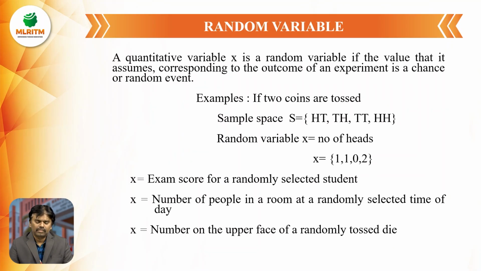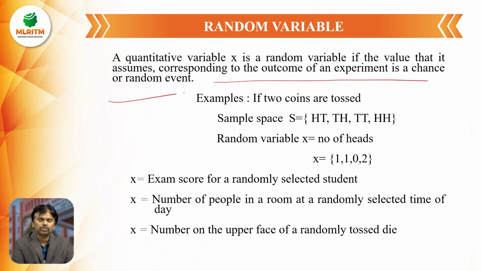A random variable is nothing but assigning some real value to each and every outcome of any experiment. In an experiment we have the sample space, and we assign some real value to each outcome. Here I have one experiment. If 2 coins are tossed, I have 4 possible outcomes: head tail, tail head, tail tail and head head.